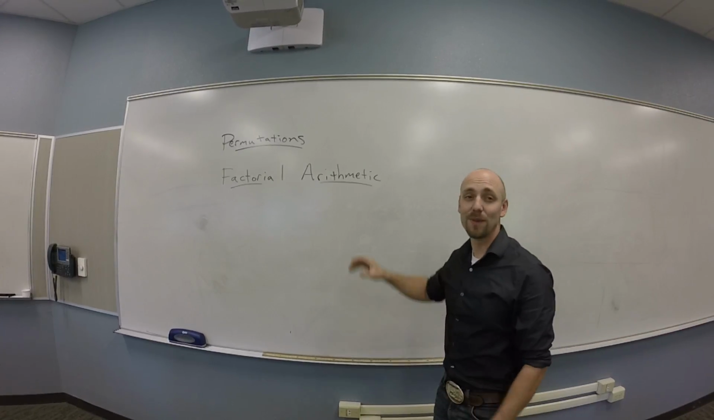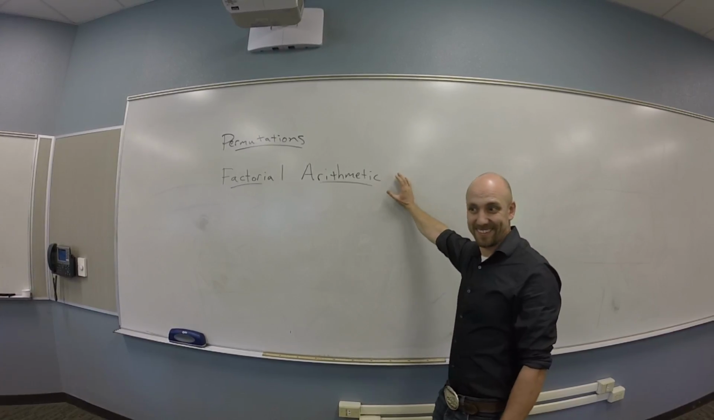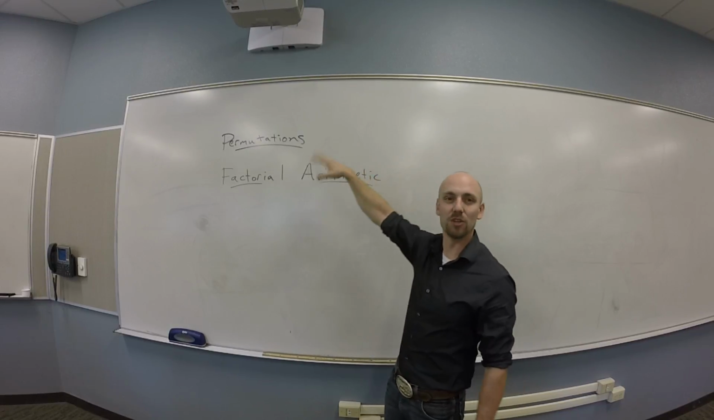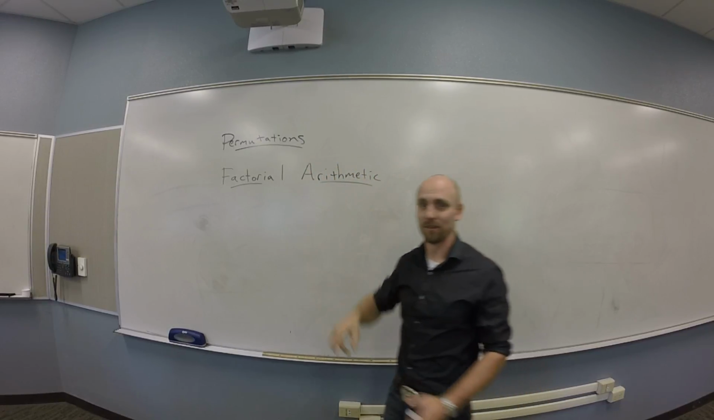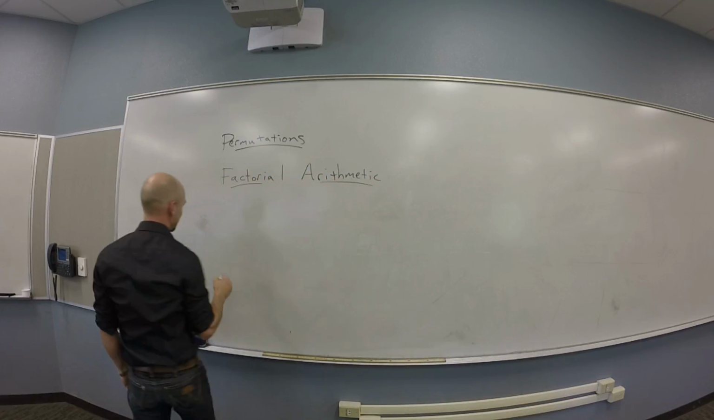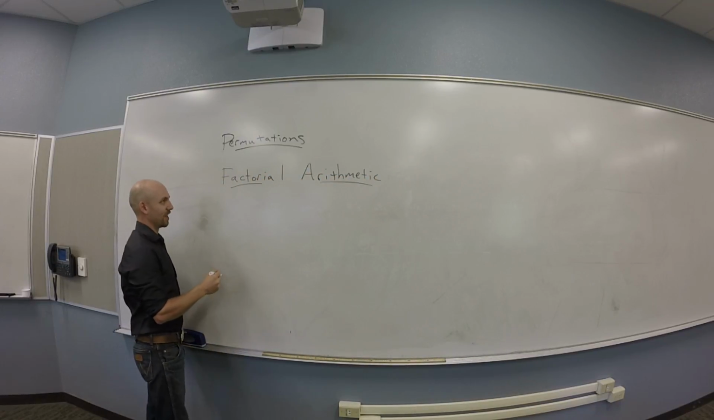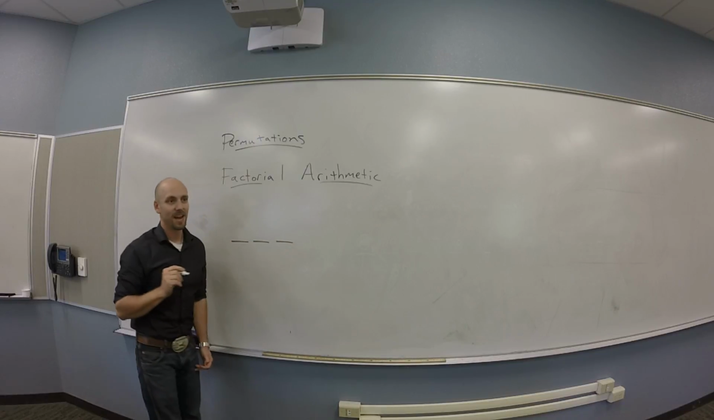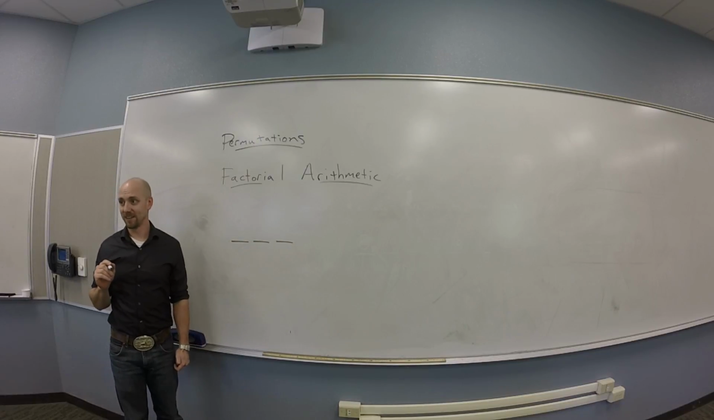So here's a really big word, factorial arithmetic, that goes with permutations somehow. Okay? The idea of this is something like, say I had 3 slots, right? Like chairs, maybe.